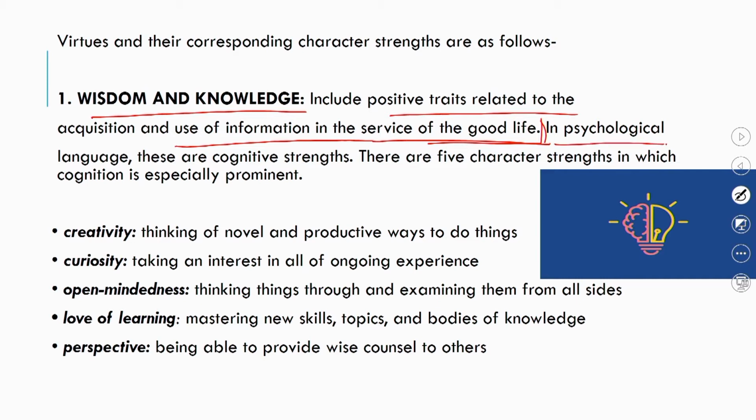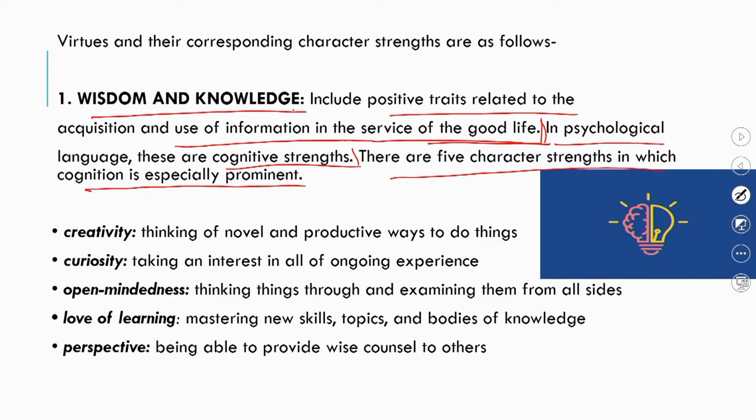In psychological language, these are cognitive strengths, strengths of thought processes. When you have knowledge, that means you have strength in your thought processes. There are 5 character strengths under the wisdom and knowledge category. So this is the virtue, and under it are 5 character strengths listed under this category. These are all related to wisdom and knowledge, broadly speaking.